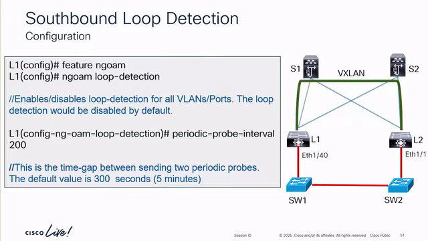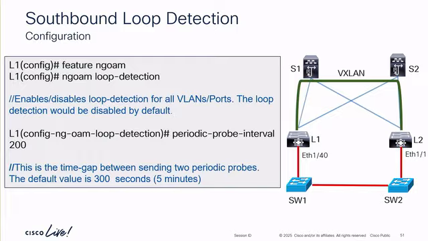How do we configure it? So like any feature in NX-OS, you've got to do feature NGOAM, VPN, NGOAM. Now, what does NGOAM stand for? Next Generation Operations, Administration, and Management. Basically, it's the suite of connectivity testing features that we created for VXLAN, like path NVE, ping NVE. So that comes under that suite of features. We do NGOAM loop detection.